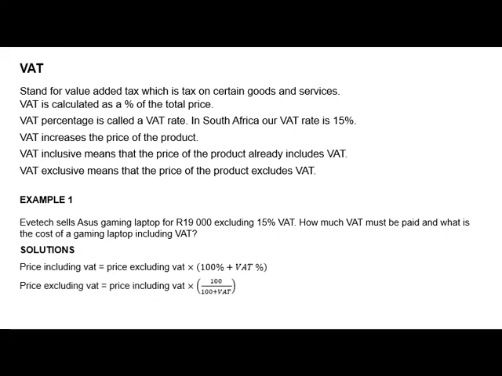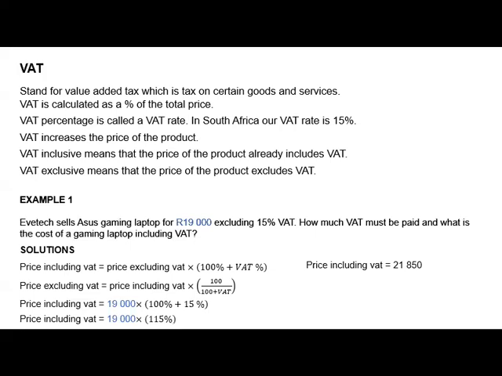Okay, it's pretty much the same as markup when you look at it. Now, I'm going to take this 19,000 here and substitute it into the first formula because that's the price excluding VAT. And where there's a VAT percentage, I'll put 15. So it'll be 19,000 times 100% plus 15%. 100% plus 15% will give you 115%. And when you find 115% of 19,000, you will get 21,850. Now, if you want VAT, you will take the VAT inclusive amount minus the VAT exclusive amount, which is 21,850 minus 19,000. And that'll give you 2,850.